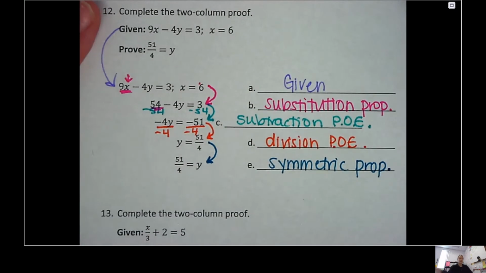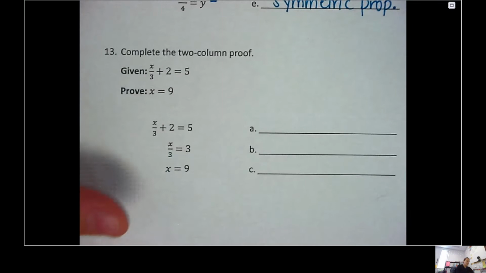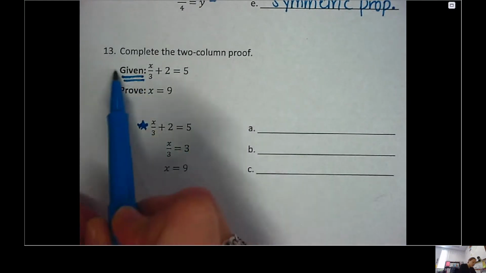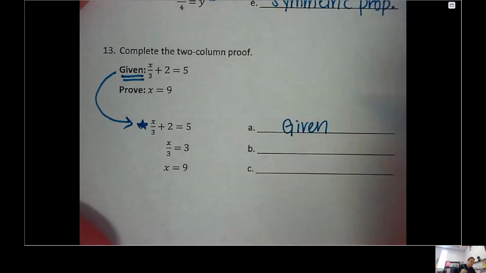And there we go. We've got our sentences done. On to number 13. All right. Complete the two-column proof. So here's my given information. Notice this is exactly the same thing. So my first reason is it's given to me.